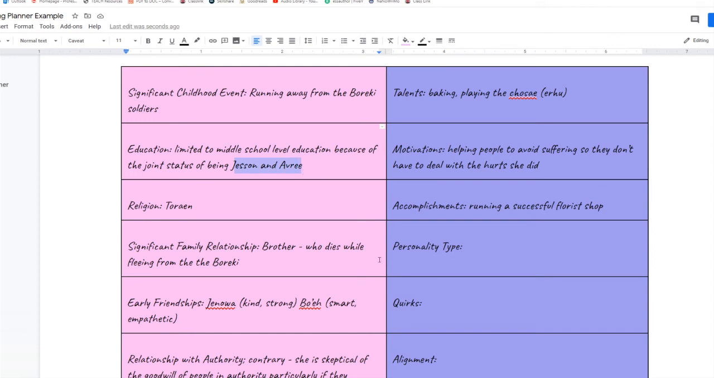The next category is personality type. This is one that you can kind of play around with and have fun with.